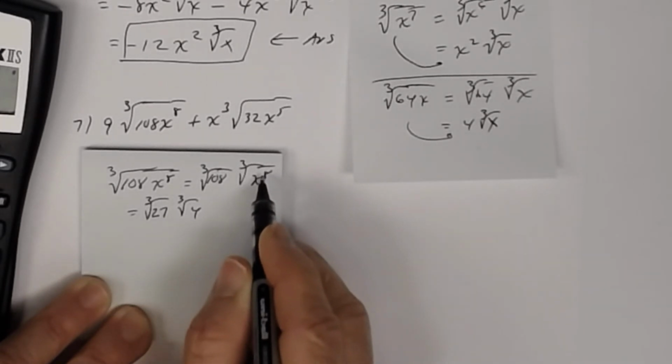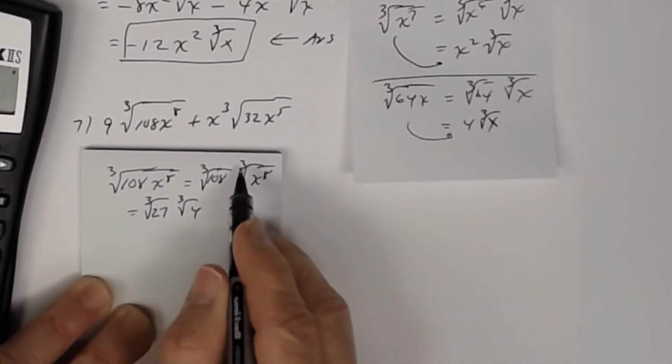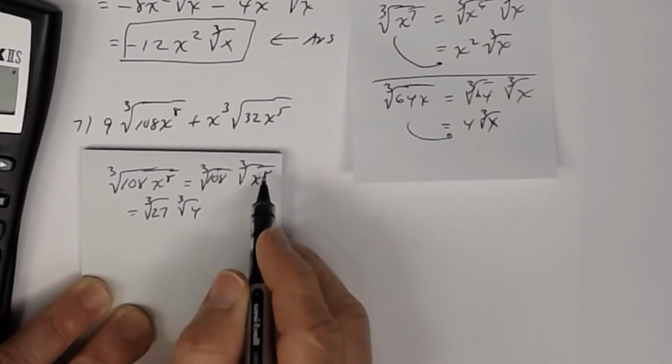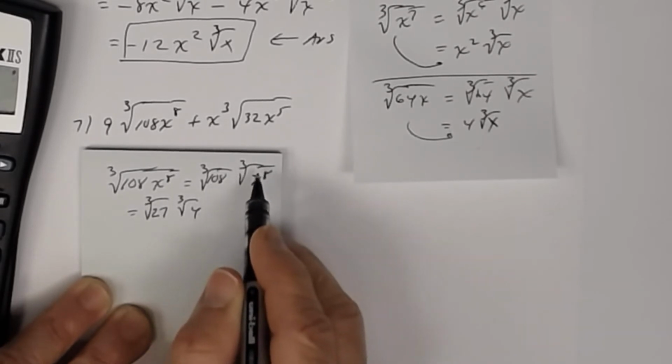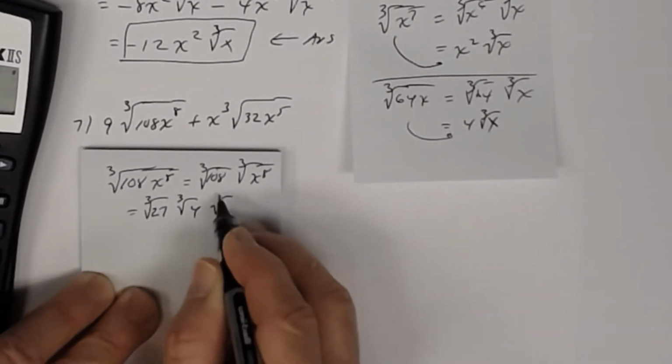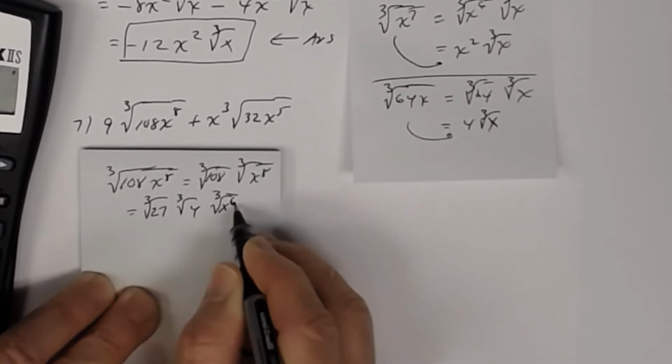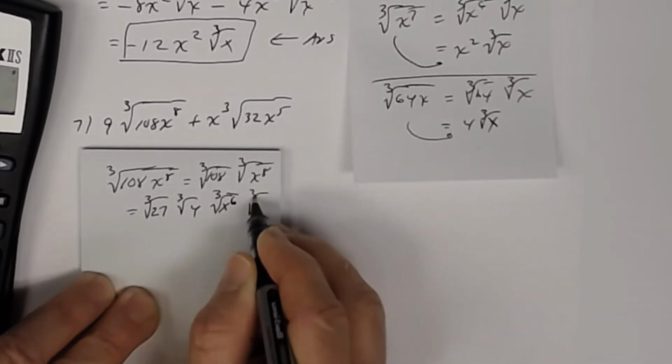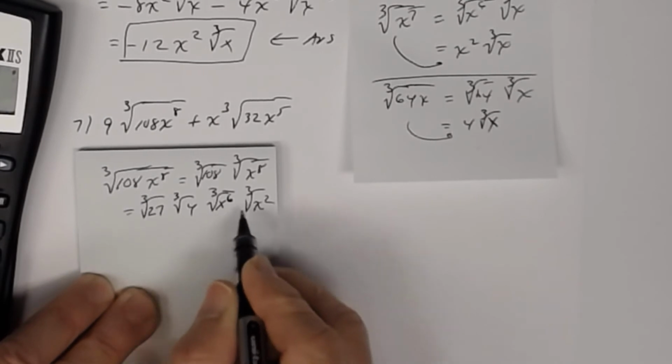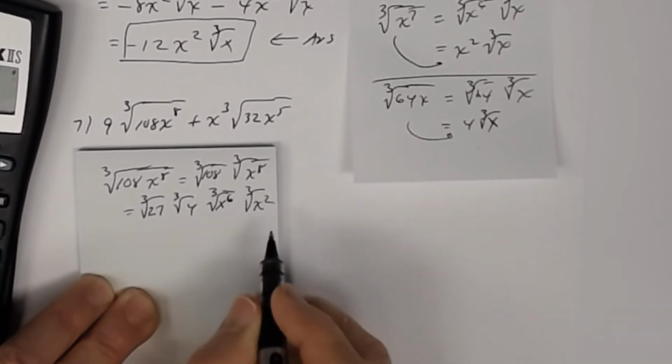And let's go ahead and rewrite this. So remember, 8 is not divisible by 3. So you want to find the largest whole number less than 8 that's divisible by 3, and that's 6. So it'll be the cube root of x to the 6, and then the cube root of x squared, because when you multiply like bases, you add exponents. 6 plus 2 is 8.